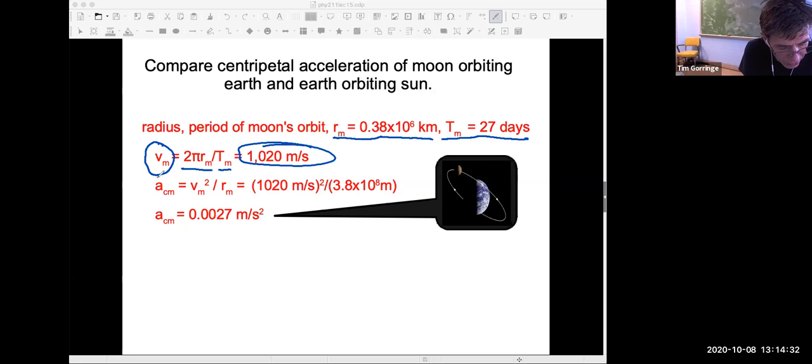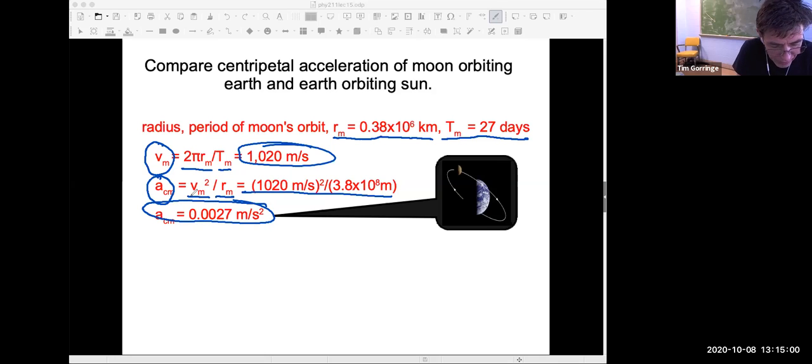Now that I've got the velocity, I can actually calculate the centripetal acceleration. I've just got to square the moon's velocity and divide it by the moon's radius. That's what I've done here. And I get this little number here, 0.0027 meters per second squared, which is nothing compared with the acceleration of gravity. You'll notice that. And so that's our answer for the moon's orbit.